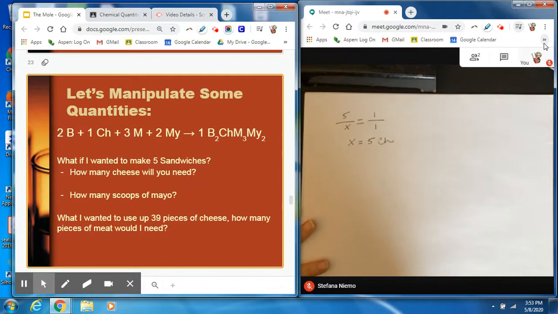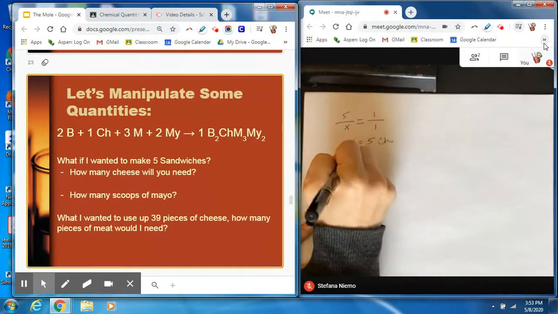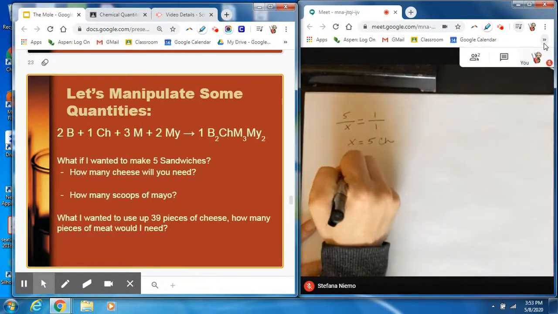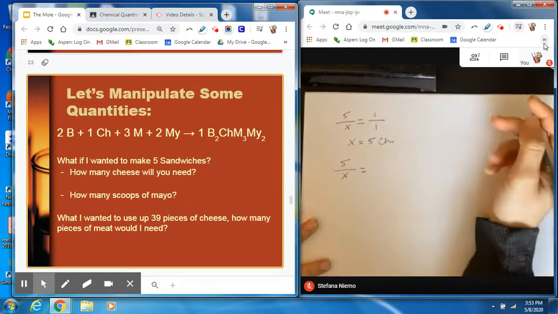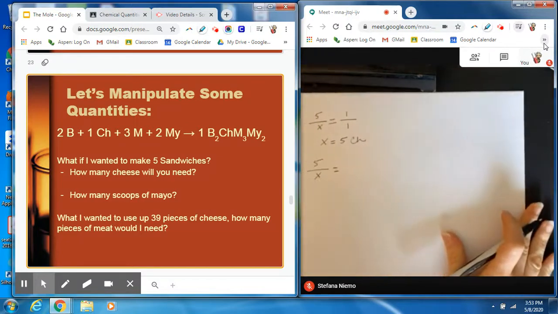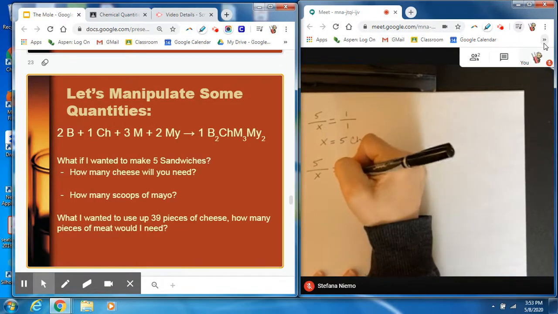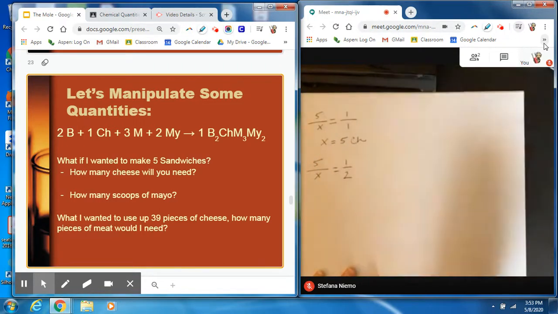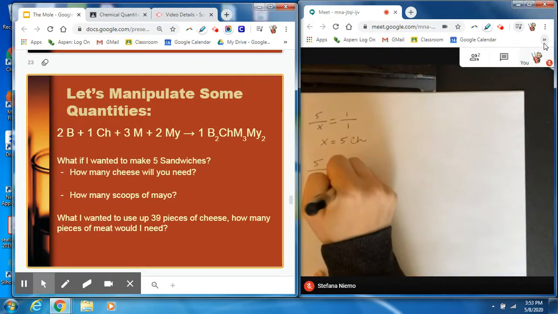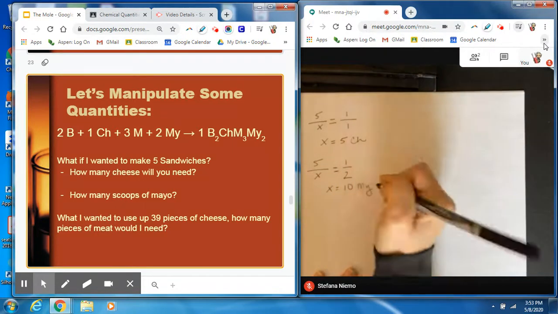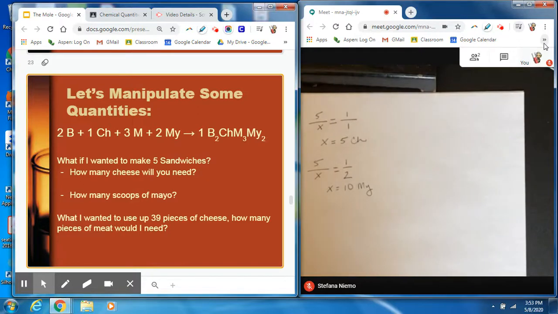Let's take a look at mayonnaise, for example. For mayo, if we wanted to make 5 sandwiches and each sandwich requires 2 scoops of mayo, how much mayo do we need? Again, 5 sandwiches. We don't know how much mayo, but we know the relationship between mayo and sandwiches is a 1 to 2 relationship. Again, cross multiply and solve for x, we realize that we need 10 scoops of mayo. We have to make sure we have enough at the store.